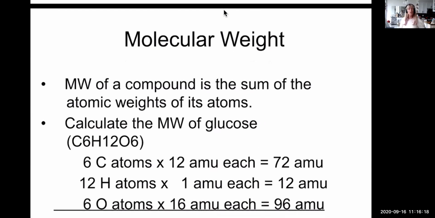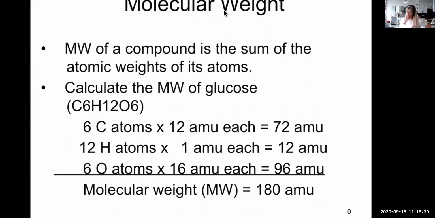You may, in the course of your studies, have to calculate molecular weight. And we do that in order to make IV solutions, for example. So the molecular weight of a compound is the sum of the atomic weights of its atoms. So let's calculate the molecular weight of glucose. Here's glucose, C6H12O6.